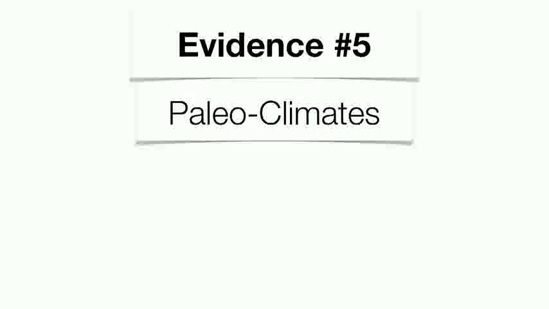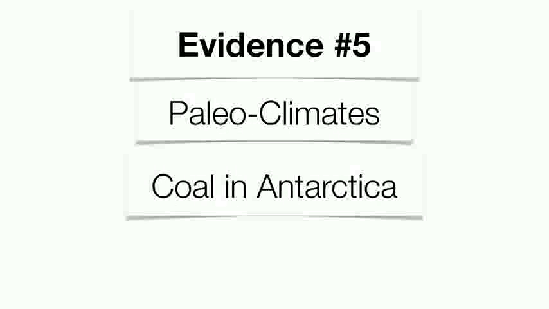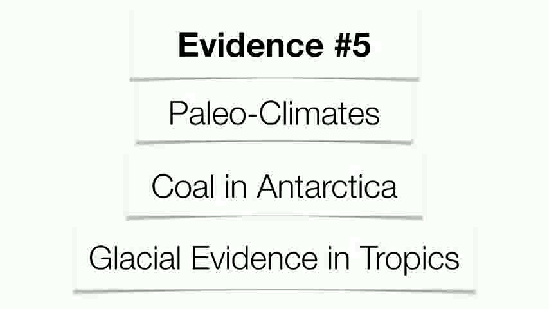The final piece of evidence is what we call paleoclimates. Basically what he was able to discover was he found coal in Antarctica. In order for coal to form, you need lush rainforests and a lot of plant vegetation. In order for that to happen, Antarctica must have been closer to the equator at one time. He was also able to find glacial evidence in the tropics. In order to have glaciers, it's got to be cold. Some of those tropical locations must have been much further north or further south, where it's a little bit colder.